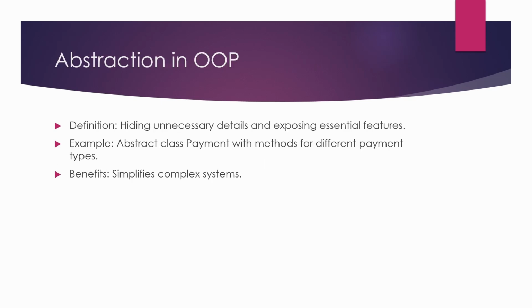Moving on to abstraction, which involves hiding the complex implementation details of a class while exposing only the necessary information. An abstract class in OOP provides a blueprint for other classes, defining methods that must be implemented by derived classes. For example, a Payment class would define a method for processing payments, while different payment methods like credit card or PayPal implement their own version of the method.